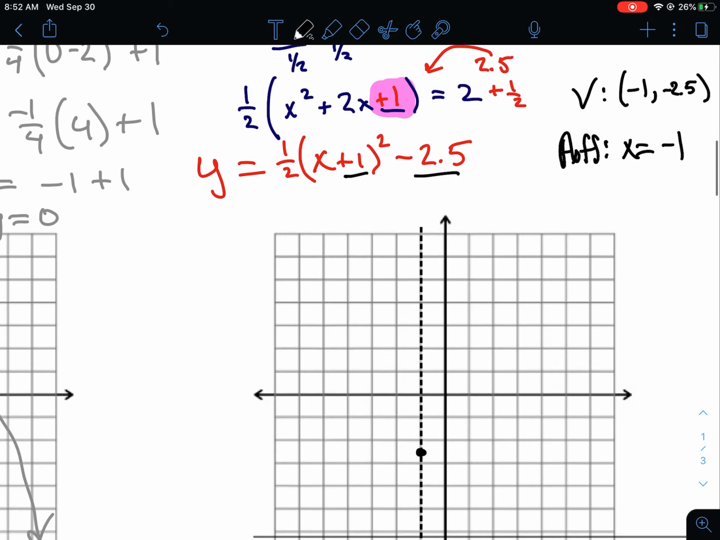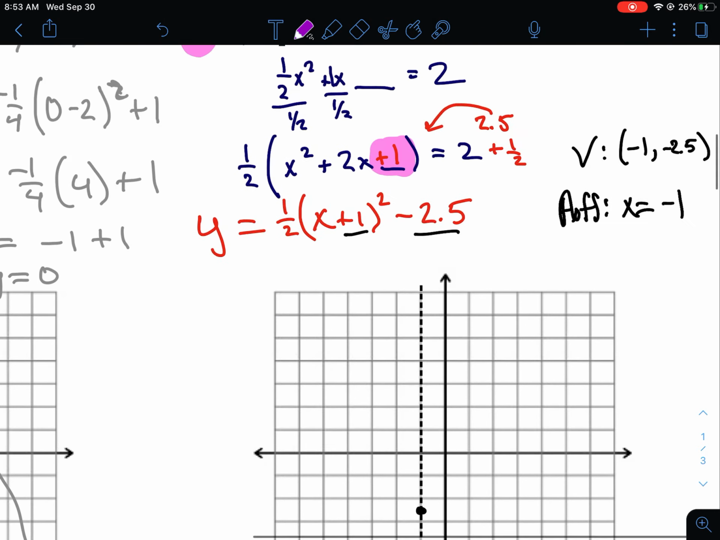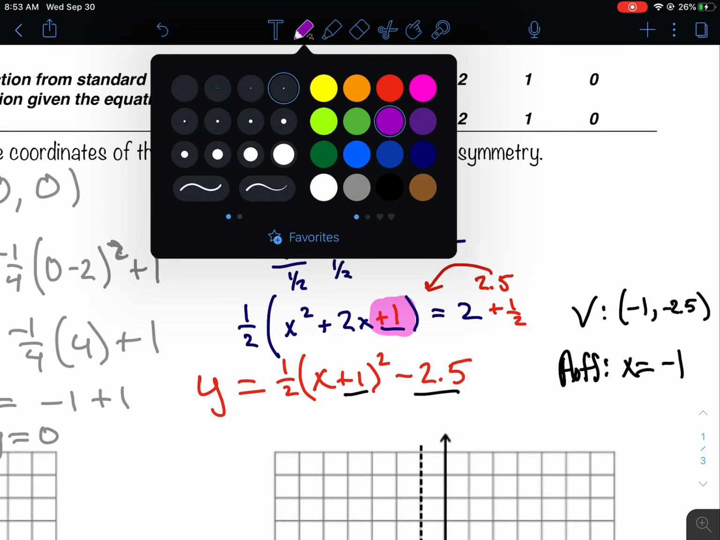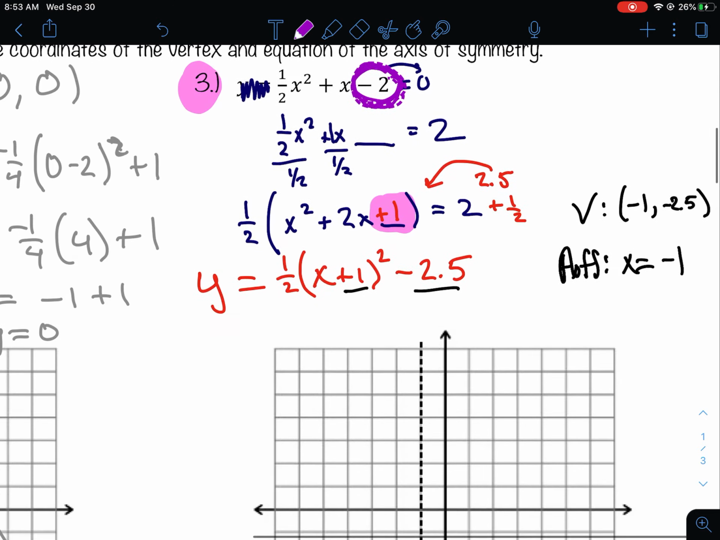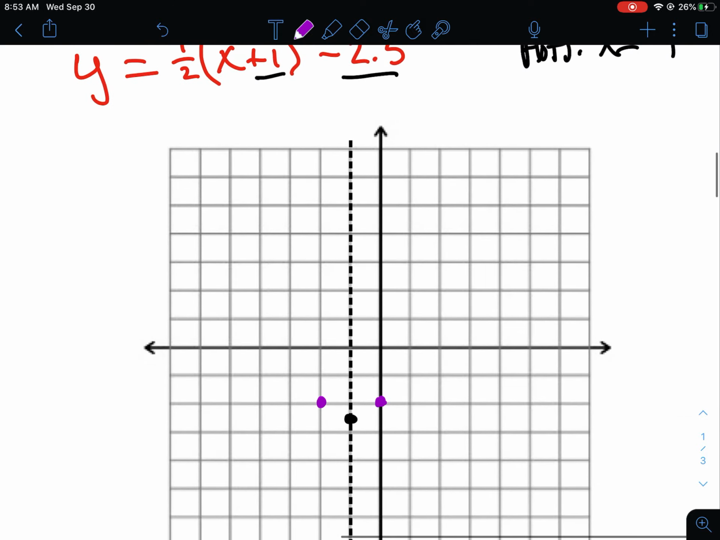And then now here's the easy part. Since the equation was originally given to us in standard form, I have the y-intercept. Standard form gives us the y-intercept of -2. So I can go down here and see that my y-intercept is -2. I will have a reflecting point on the other side to complete the requirements to graph this parabola.